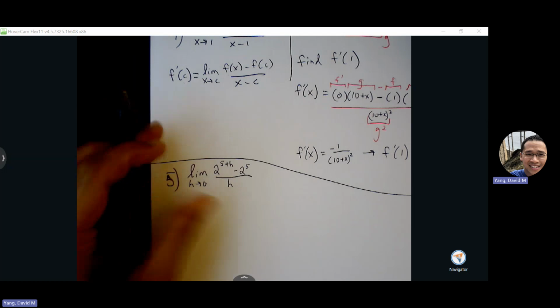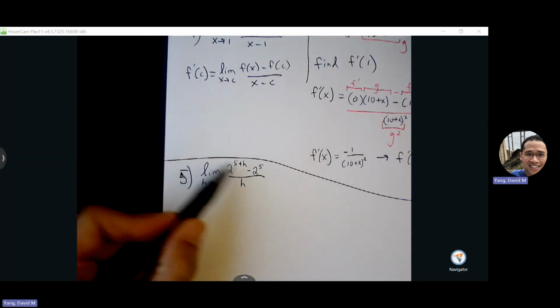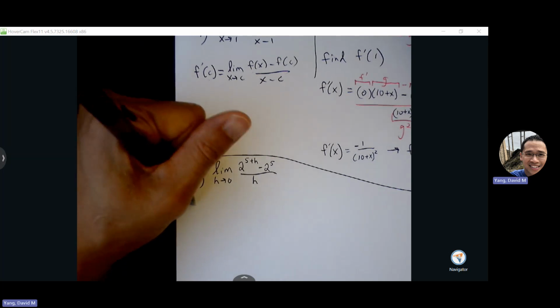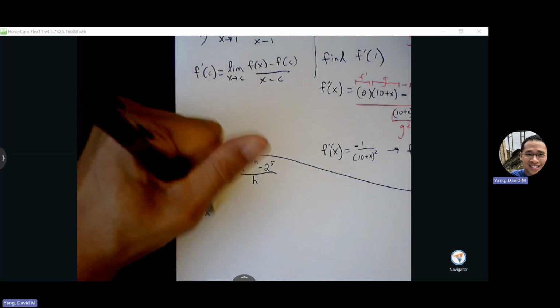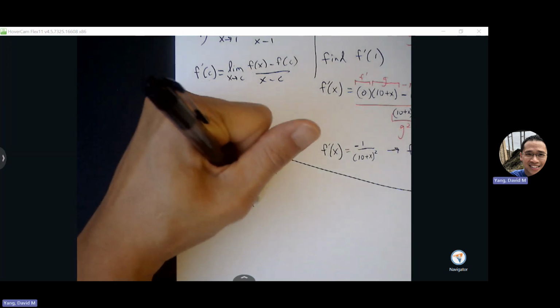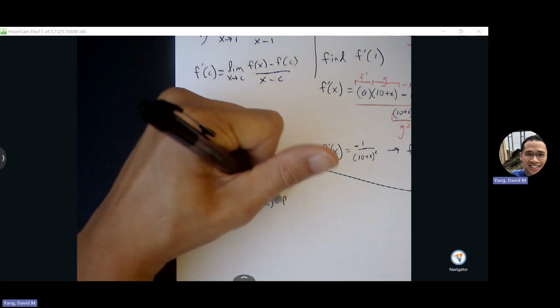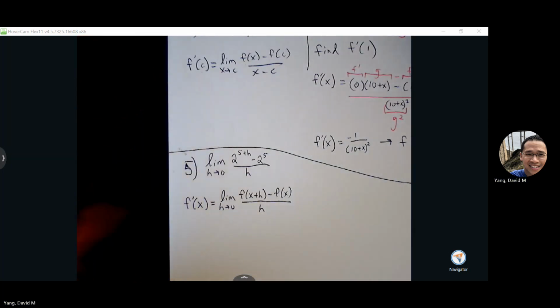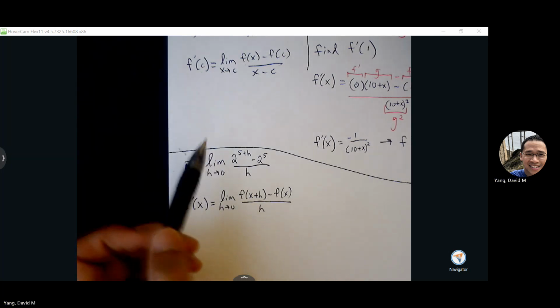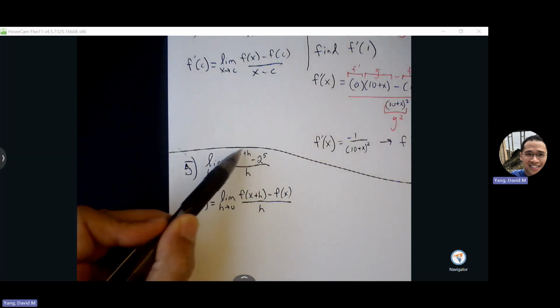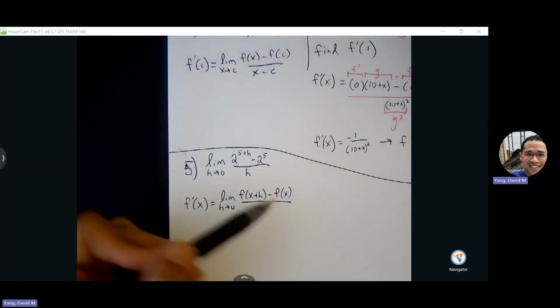We need to recognize this as referencing the general limit definition of derivative. So f prime of x is equal to limit as h approaches 0, f of x plus h minus f of x. So we can tell by looking at both of these that if I were to replace this 5 plus h with x, or replace that 5 with x, I can see that my function that it's referring to is 2 to the x.